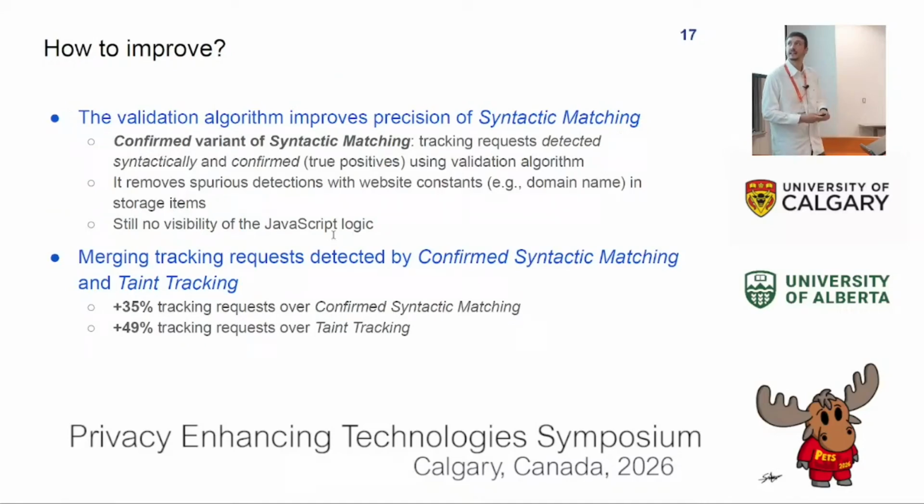How to improve this data? So we find that the validation algorithm improves the precision of syntactic matching, and this allows you to define a more precise variant of syntactic matching, which is the one obtained by considering just those tracking requests confirmed by the validation algorithm. But still, this algorithm has no visibility of the JavaScript logic. So there is an alternative, which is merging tracking requests detected by this variant and taint tracking, which achieves significant gain over the confirmed variant and taint tracking.